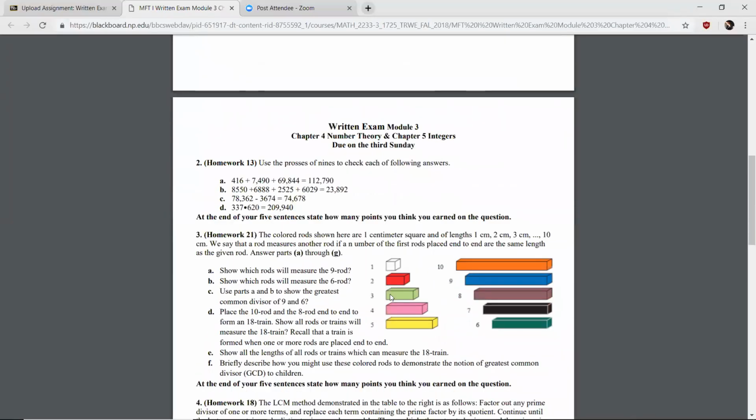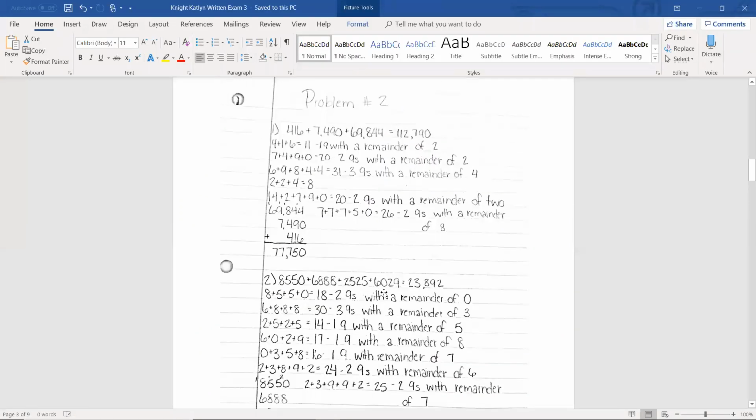Okay, problem number 2 is something that is called casting out the 9s. All we're going to basically do is check our answers of arithmetic problems that we have set up here and make sure that they are correct, and I will show you how to do that. That is done on this page right here.